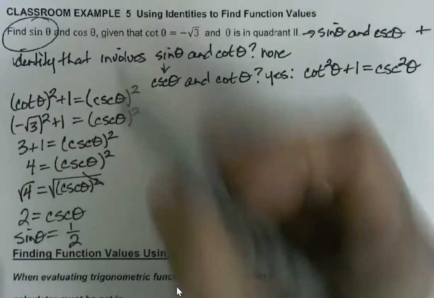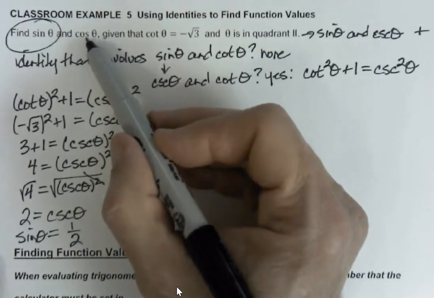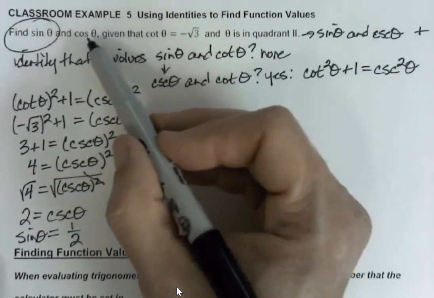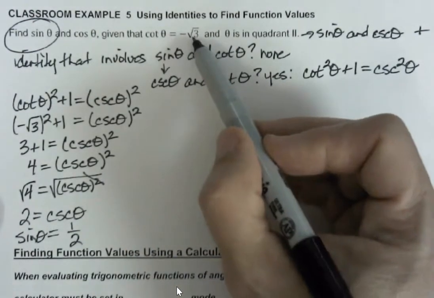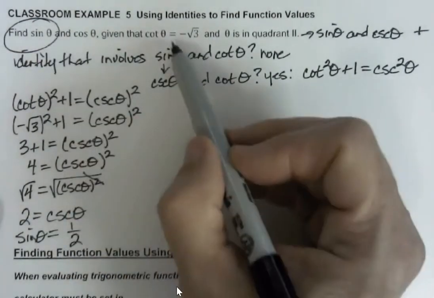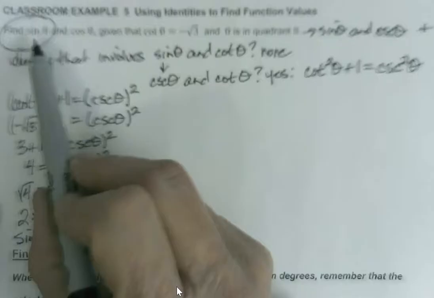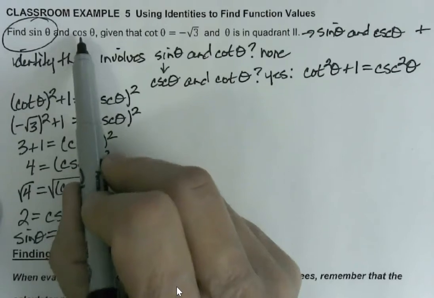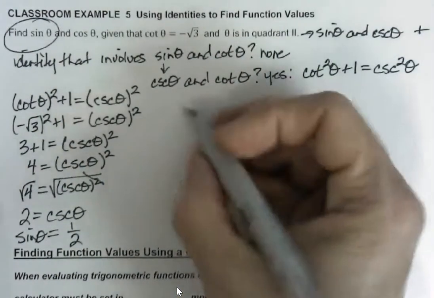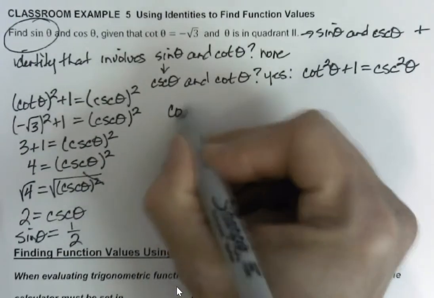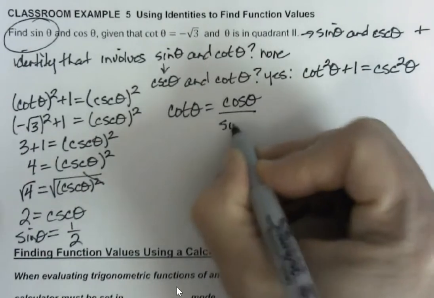Now we want to find this other value, which was for cosine of theta. There are a couple of different ways we could do this. Since we know the values for cotangent and sine, we could use one of the quotient identities, or since we know sine, we could use a Pythagorean identity that involves sine and cosine. Let's use a quotient identity, and that is that cotangent theta equals cosine theta over sine theta.